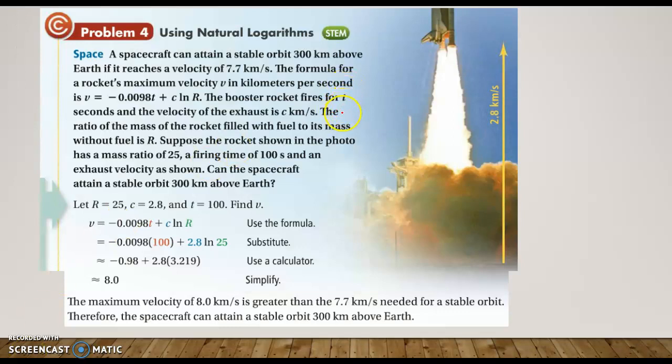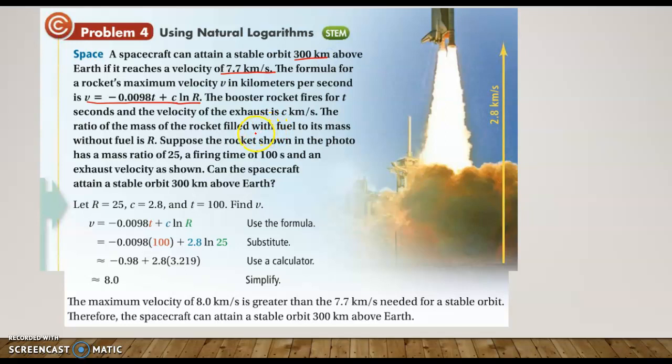Okay, so a spacecraft can attain a stable orbit at 300 kilometers above Earth if it reaches a velocity of 7.7 kilometers per second. The formula for a rocket's maximum velocity, v in kilometers per second, is v equals negative 0.0098 t plus c ln r. The booster rocket fires for t seconds. We need that. We'll get that.